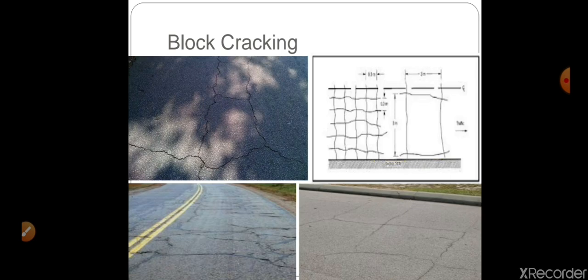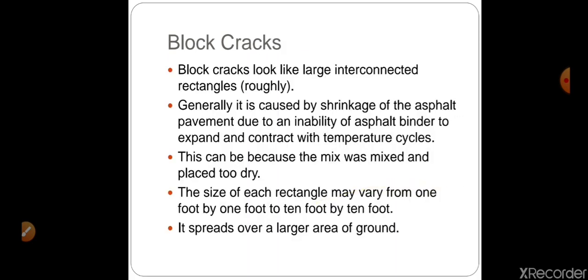And this is the block cracking. Block cracks look like large interconnected rectangles, roughly, not exactly rectangular. Generally, it is caused by the shrinkage of the asphalt pavement due to an inability of the asphalt binder to expand and contract with temperature cycles. This can occur because the mixture was not mixed properly and was placed too dry.